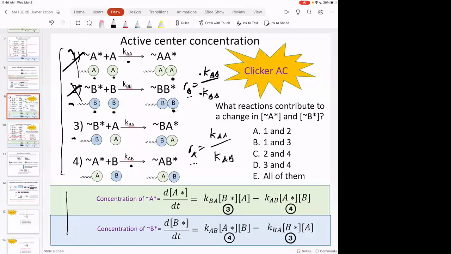Yes. They have equal reaction rates. Doesn't mean that the copolymer is going to be equal, because it depends on what monomers are around, right? What monomers are available. But when you have equal reaction rates, that's a special case. We'll talk about that.